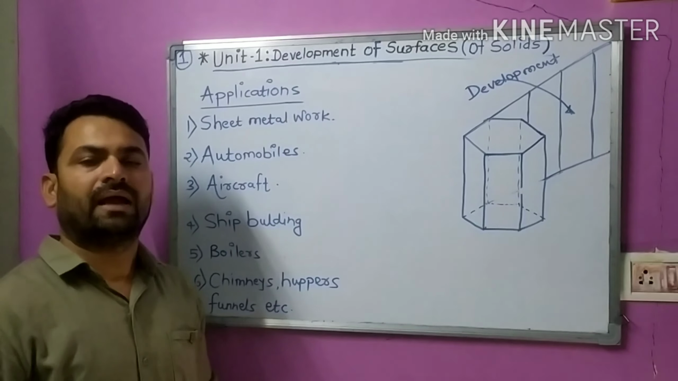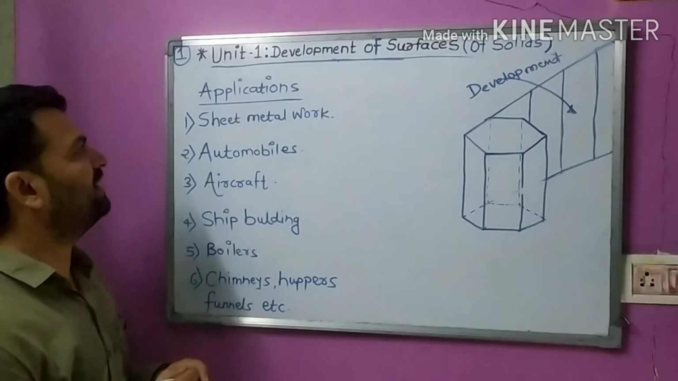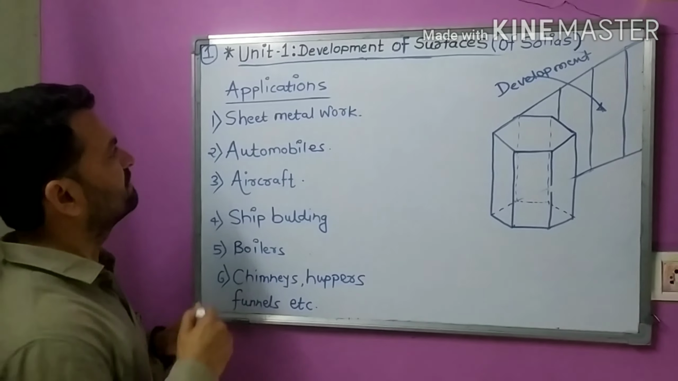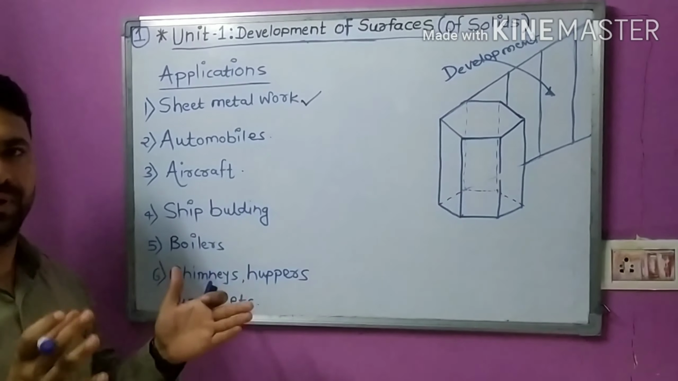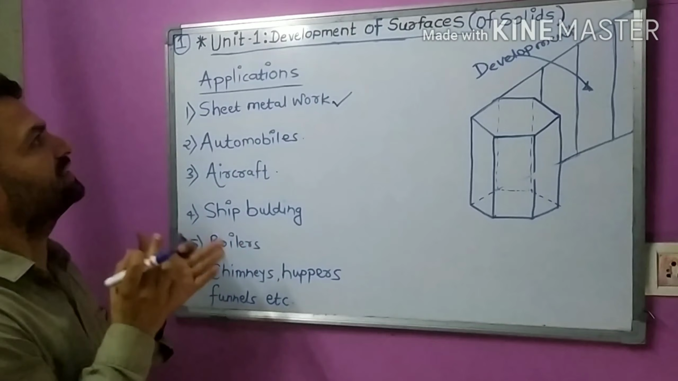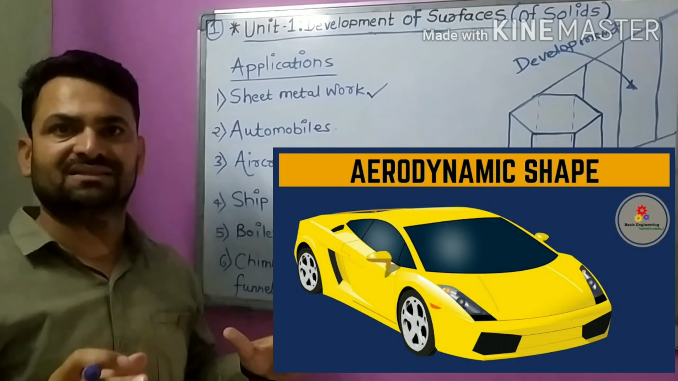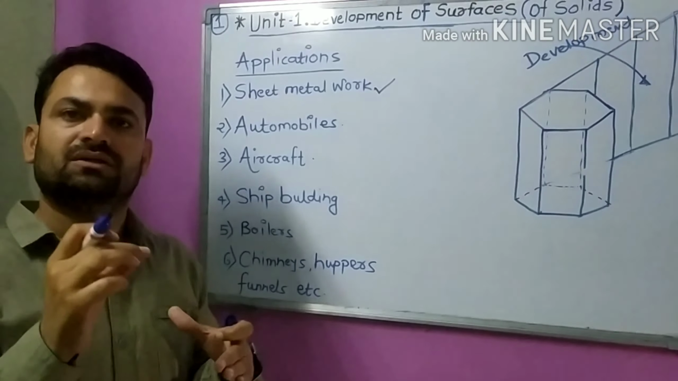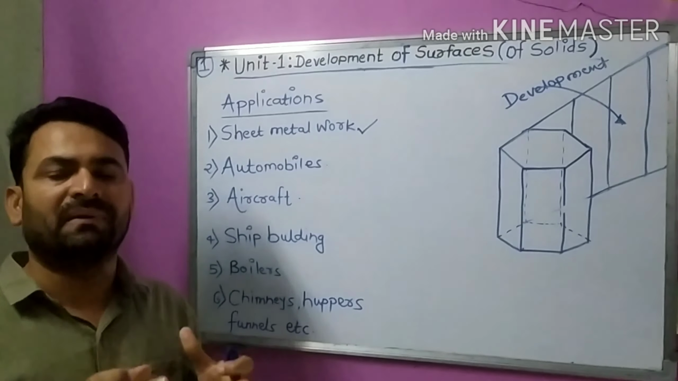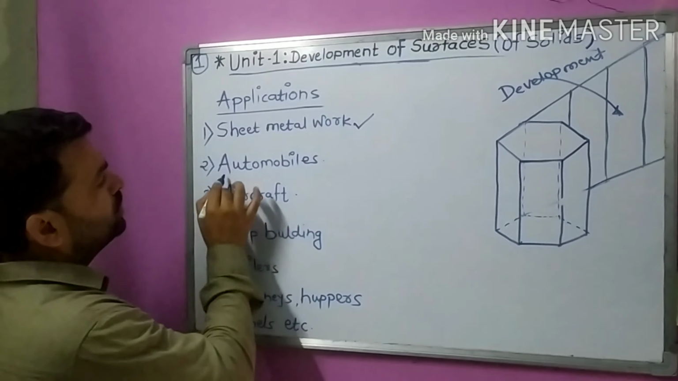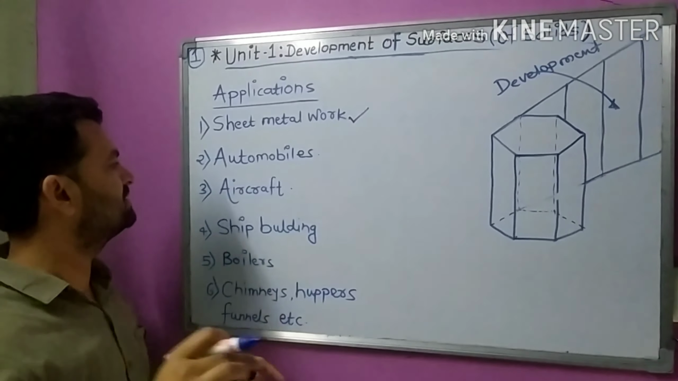Let's see applications of this topic, the development of lateral surfaces of solids. There are practical applications in the mechanical industries. First is sheet metal work. In all sheet metal working applications, we have to use this concept of development. Second, all automobiles: as we know, all car bodies are made of sheet metal, so it is related to development of lateral surfaces of solids. So the second application is related to automobiles, especially for designing car bodies.